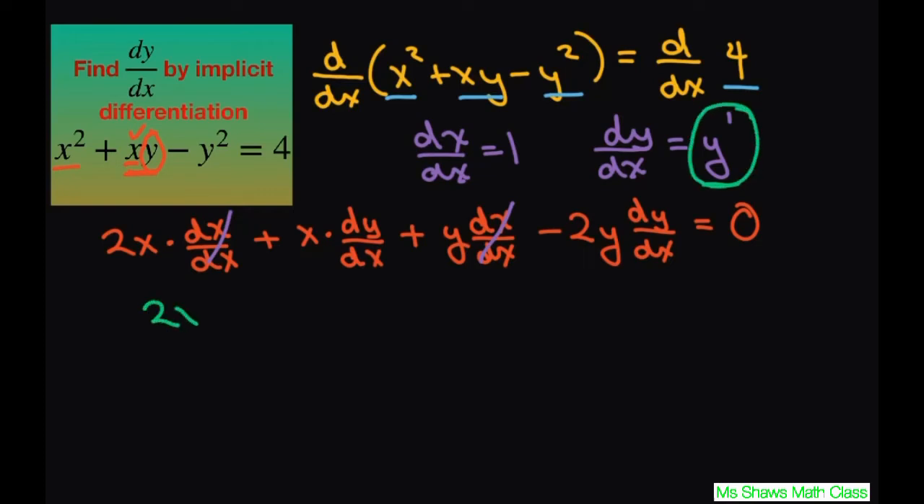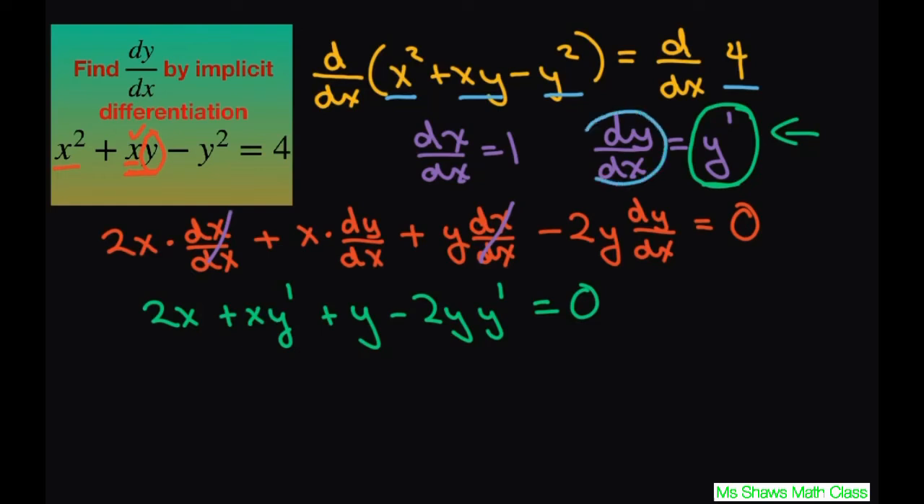So we just have 2x plus x, and we're going to put y prime, plus y minus 2y, y prime equals 0. Now you don't have to do this step, but it's good to know both ways. You can still leave it as the derivative of y with respect to x. All right, so we have to solve. I'm going to group my terms with y prime in it on the left-hand side, and I'm going to move these two terms over to the left-hand side.